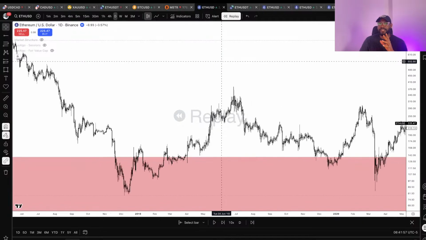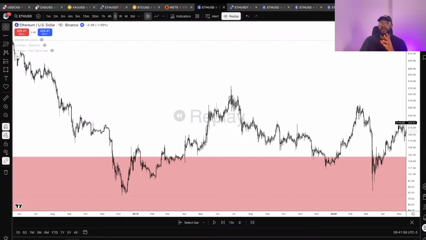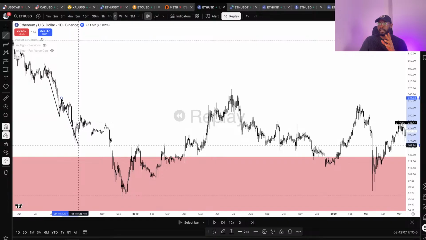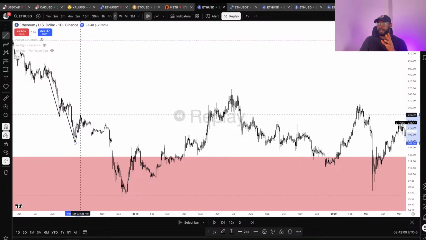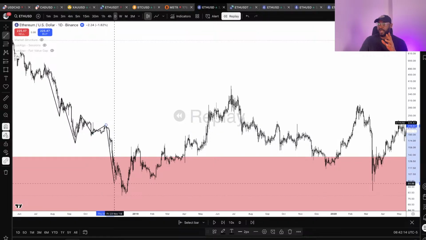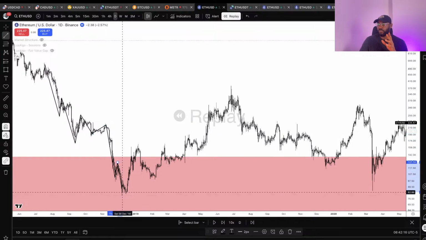And right here, you can see very nicely how the market was trending to the downside, creating lower highs and lower lows, and a lower high and a lower low, and then a lower high, and then failed to create a lower low, created a lower high, and then created a lower low, and then created a lower high and a lower low right here, and we broke structure.